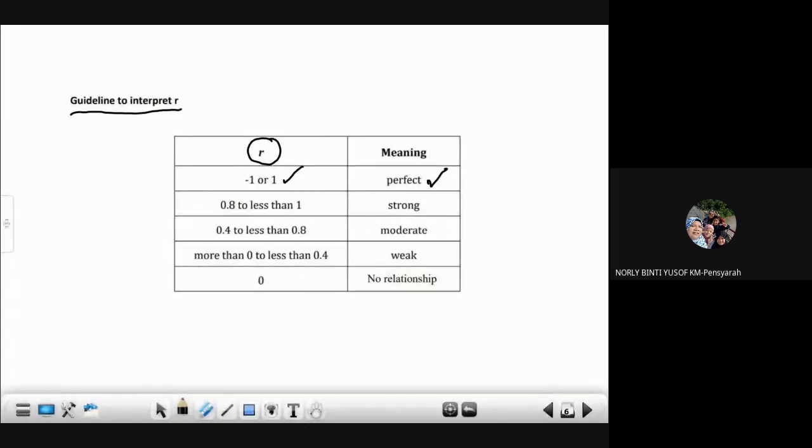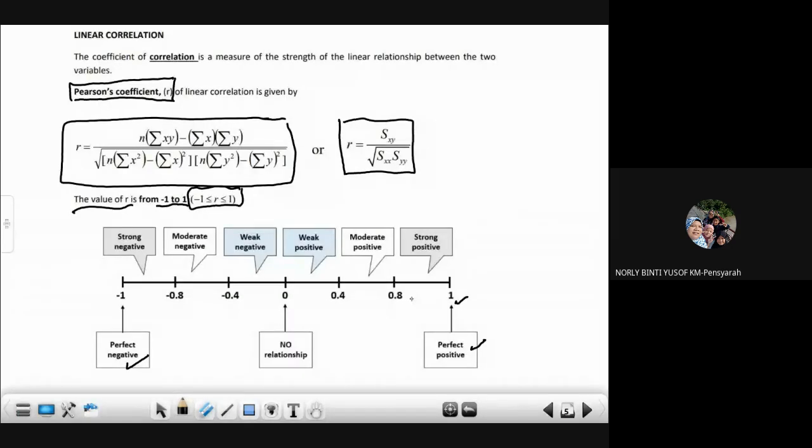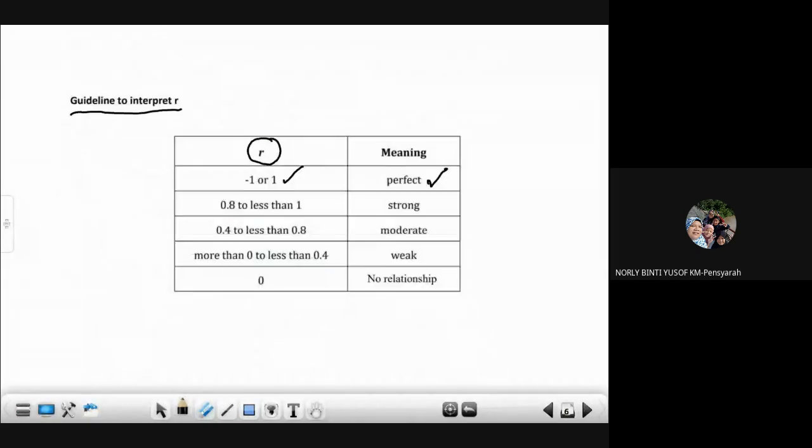Tapi kalau 0.8 to less than 1, maksudnya tadi kat kawasan kat sini lah. Ni dengan sini kan. So dia akan jadi strong. Cuma strong positif ataupun strong negatif. Cuma keyword dia strong, negatif ke positif berdasarkan value R tu. Ni lagi senang nak ingat lah kan.